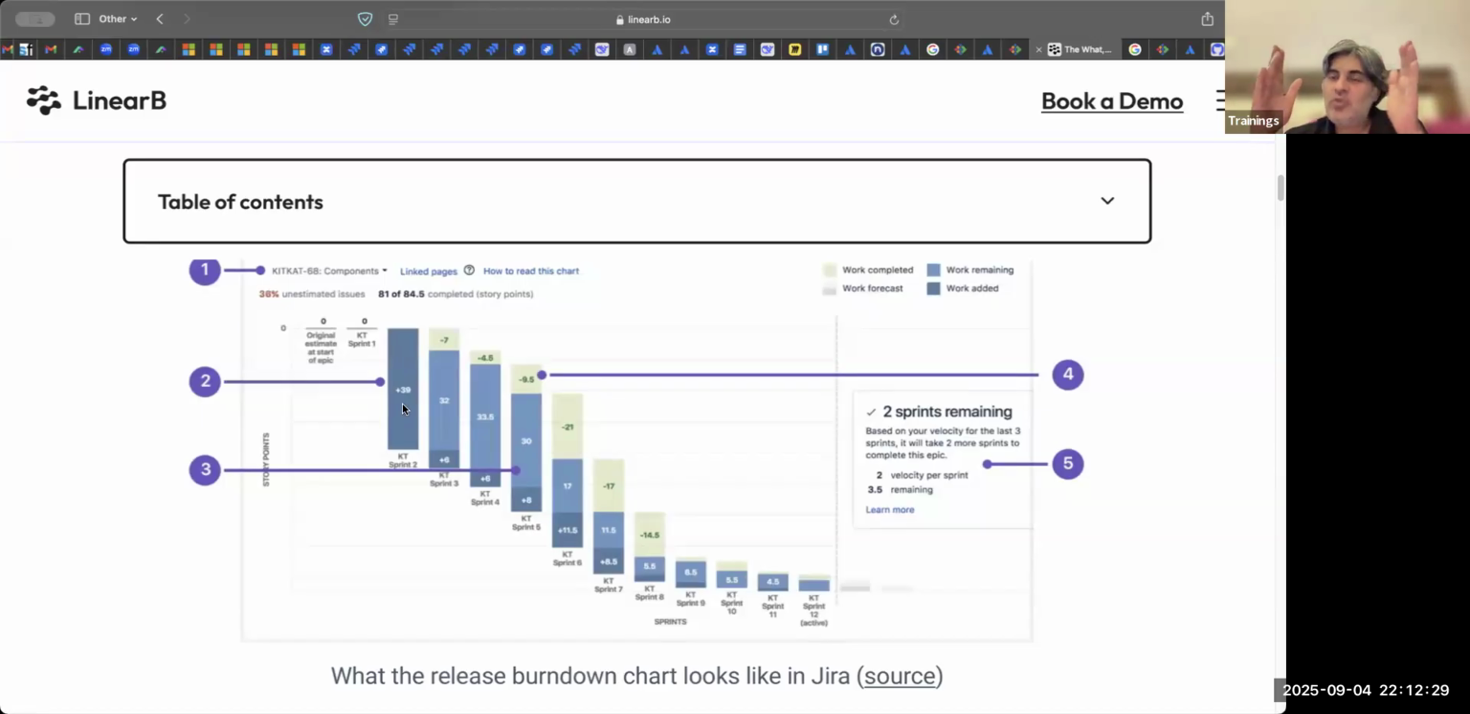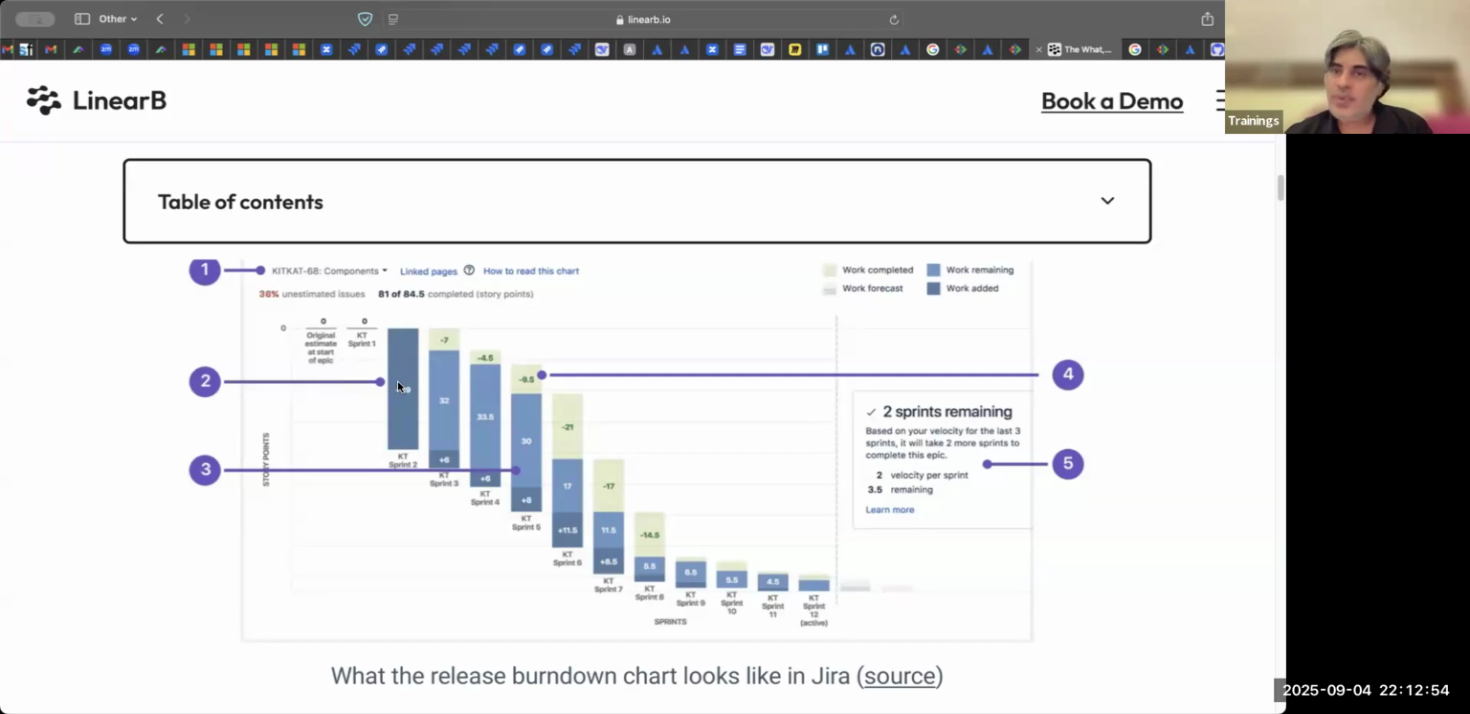So 3 months is 12 weeks, correct? So I will divide the work into 12 parts. Each part is one sprint, correct? So sprint 1 to sprint 12. In sprint 1, I did not do anything. In sprint 2, I added 39 points of work to my release.